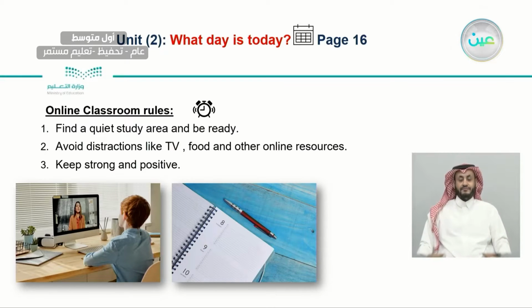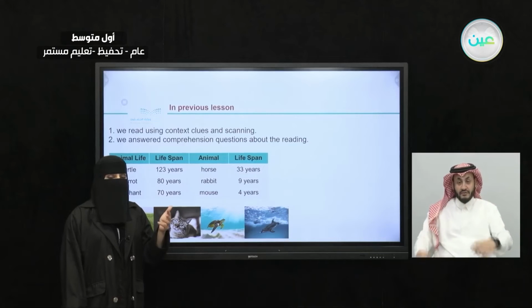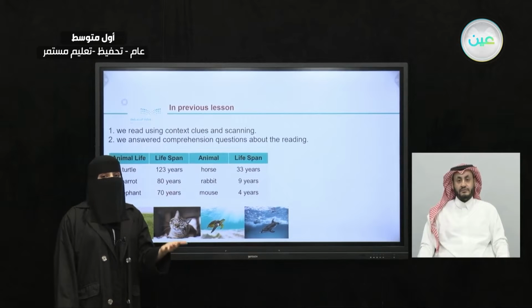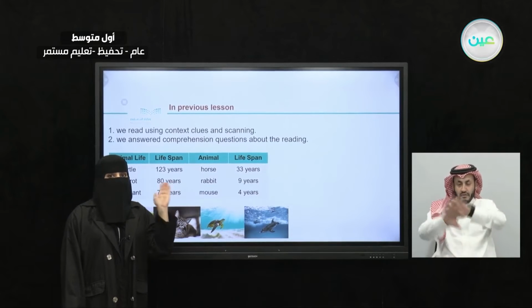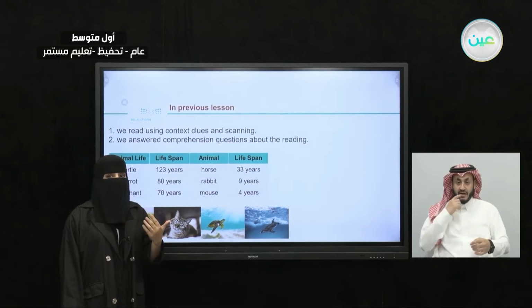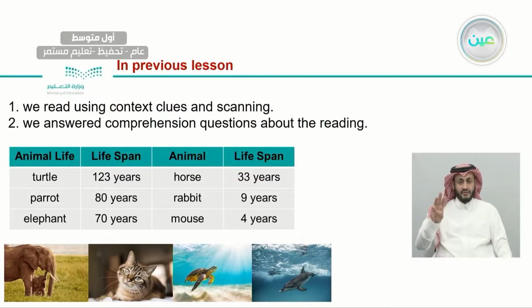Are you ready? Okay. So in our previous lesson, we read using context clues and scanning. Remember when I told you to look around, look at pictures, words, numbers, before you go through the text in order to get what the text is going to be about. And the title was, how old are they? Remember? And we said when we ask how old, we're talking about age. Good job. Also, we answered comprehension questions about the reading.